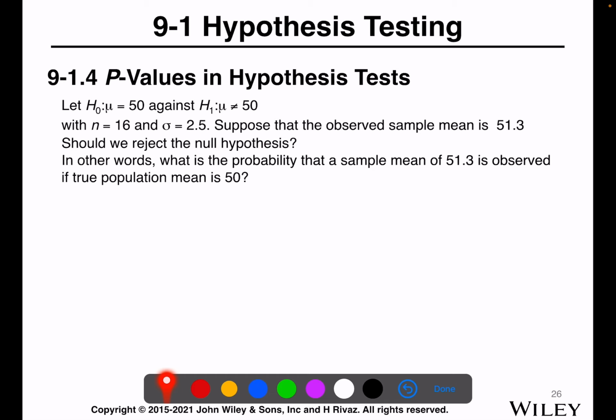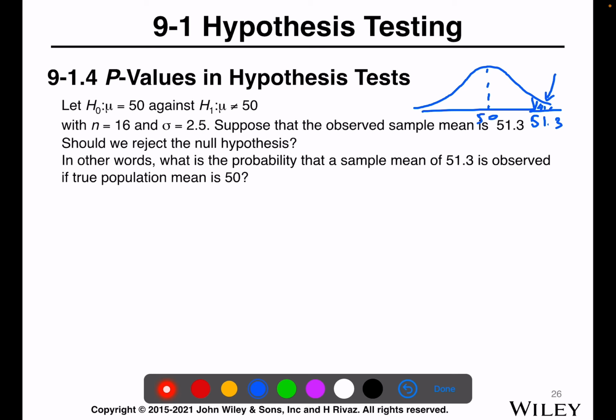So, from 16 samples, we have calculated a mean of 51.3. So in other words, what's the probability that a sample mean of 51.3 is observed if the true mean is actually 50, right? So the true mean is 50, and we want to calculate the chance that the X bar that we calculate is as far from 50 as 51.3, right? So we want this area under the curve, right?